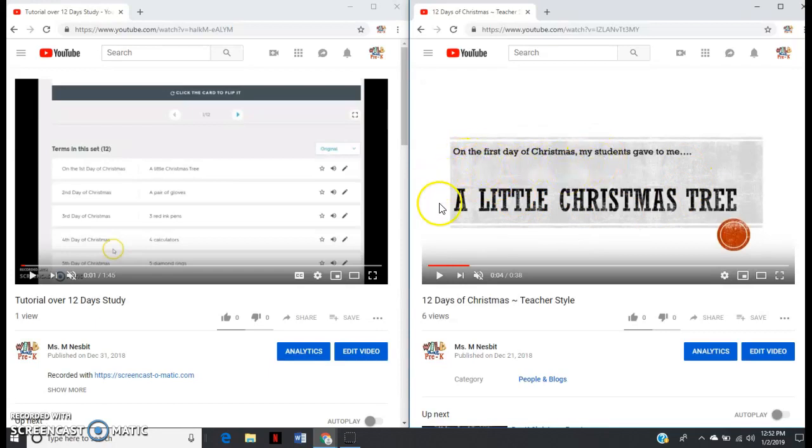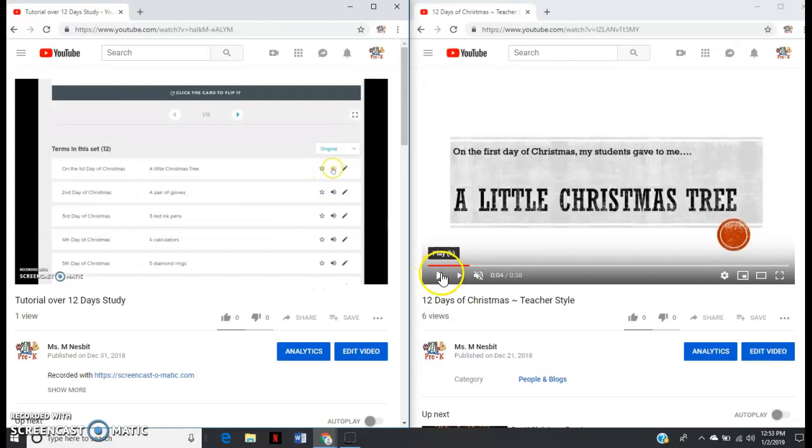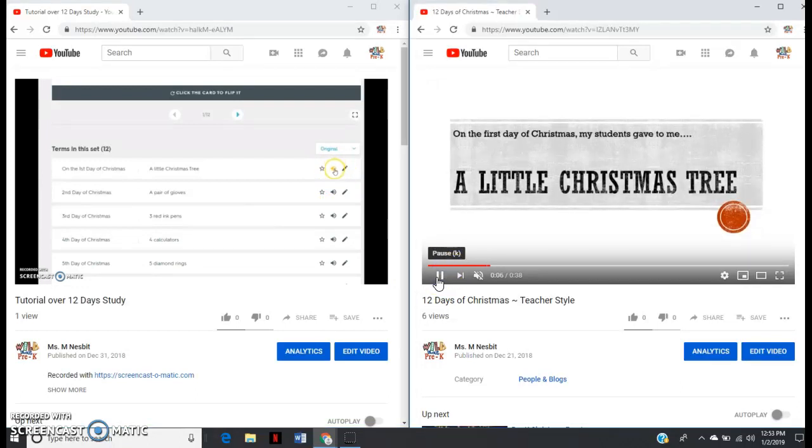On the first day, my students gave to me a little Christmas tree. On the Quizlet on the left-hand side, you will have the answer as it asks the term on the first day of Christmas. Your answer will be a little Christmas tree. And as you can see, as you're going through the tutorial, it actually goes down through each day, first day, second day, in order. And again, you can press the speaker to help you to learn what the next one is. We will go on to the next day.